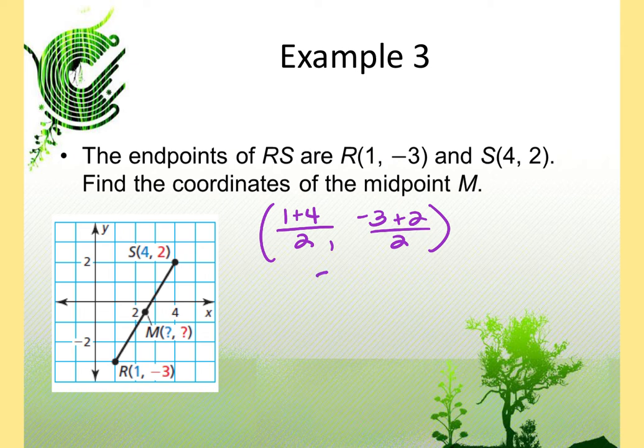So 1 plus 4 gives me 5 over 2. And -3 plus 2 gives me -1 over 2. And you can leave it just like that. You do not need to convert it into decimal form or mixed number form. If it said to graph it, it should line up: 5 over 2 would be 2.5, and then -1/2, and it should line up with what looks like the midpoint of that.